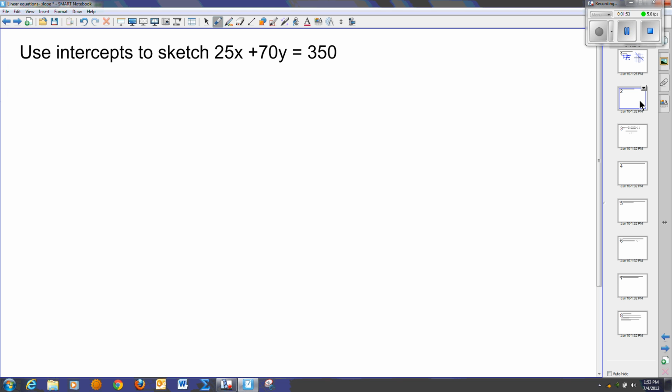Next, we're going to graph this equation using something called intercepts. We've got two we're going to look at: an x-intercept and a y-intercept.